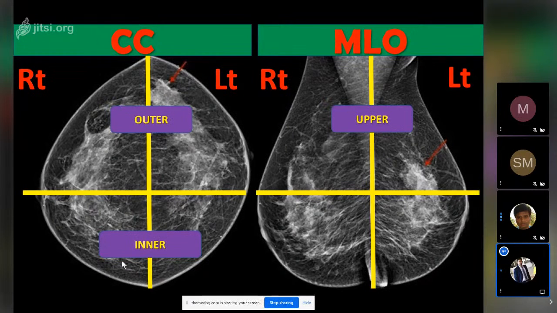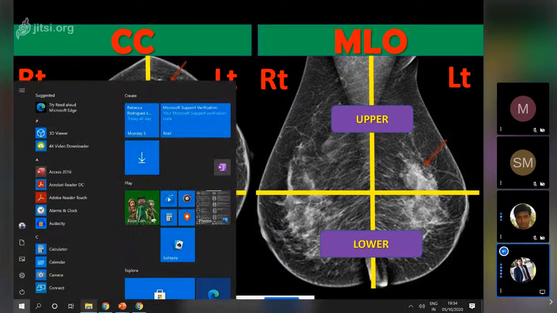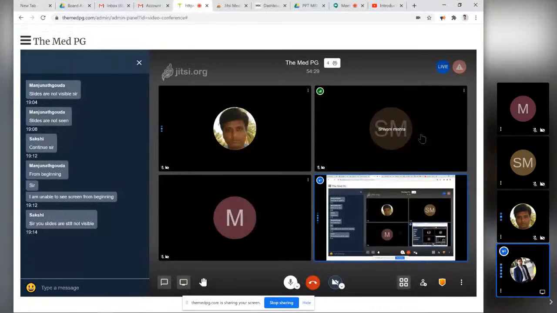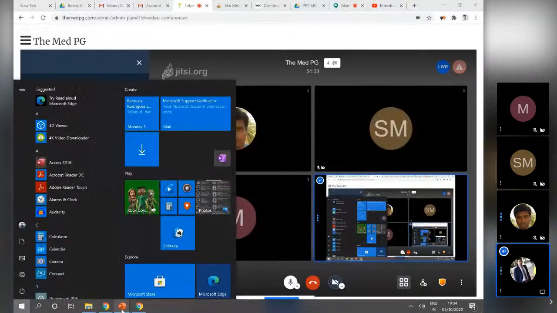So in the craniocaudal view, whenever we compress like this, the outer quadrant is present in the upper part of the screen. Similarly, when I compress it like this, it has an upper part of the breast and a lower part of the breast. The upper part of the breast is always kept in the upper aspect. If you have any doubt in this, please feel free to ask, because mammography is very important for all your practical purposes as well. Just feel free to ask if you have any doubt here.